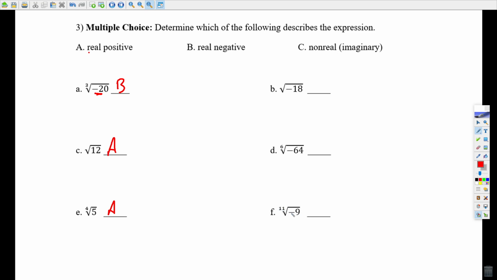The 11th root of negative 9, that's odd. So go back to this. All odds are going to be negative. The 6th root, well, that's even of a negative. That's going to be imaginary. And lastly, we have the square root, which is a 2. That's even, is also imaginary.